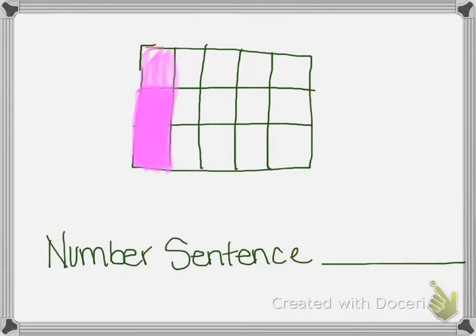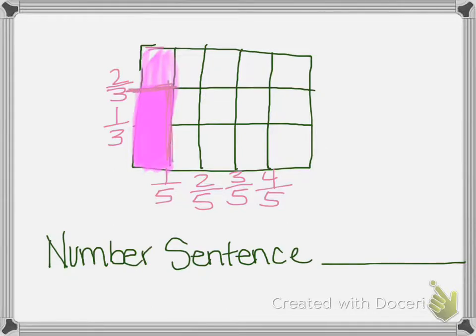Number 3 says write a multiplication number sentence that describes the shaded rectangle. So if you look at the bottom, this is divided into fifths. So we have 1/5, 2/5, 3/5, 4/5. And going vertically, or up and down, is into thirds. So we have 1/3, 2/3. So if you look where they meet, right here and here, we have 1/5 times 2/3. And the answer would be 2/15.